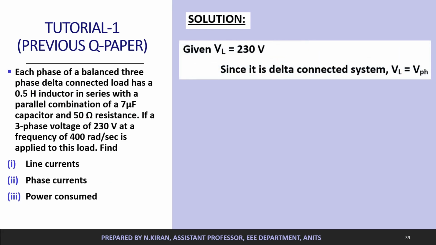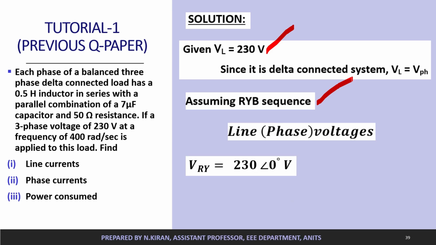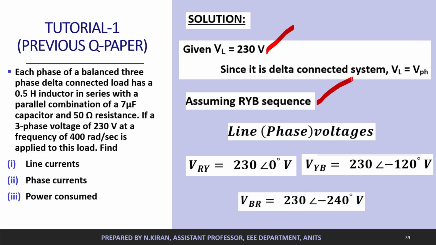Next, since this is a delta connection system, line voltage is already given as 230 volts, and in delta connection we know that the magnitude of line voltage is equal to the magnitude of phase voltage, assuming that it is RYB phase sequence. It is a must that we should specify what sequence you are following. Since it is RYB phase sequence, and both line voltages as well as phase voltages are equal, VRY is 230 at an angle 0, VYB is 230 at an angle minus 120 degrees, and VBR is 230 at an angle minus 240 degrees.